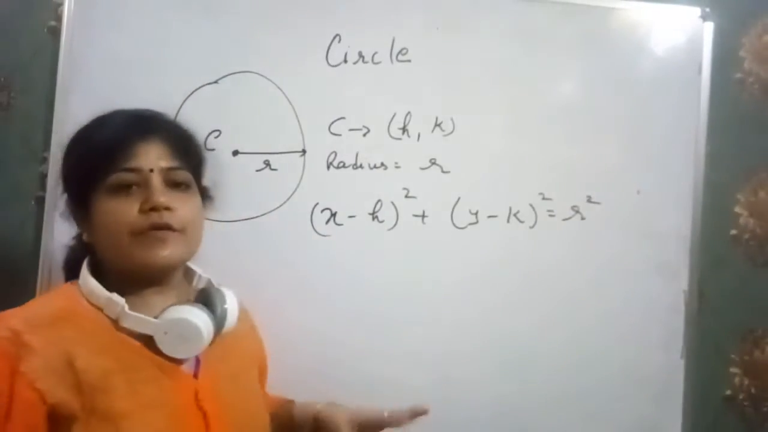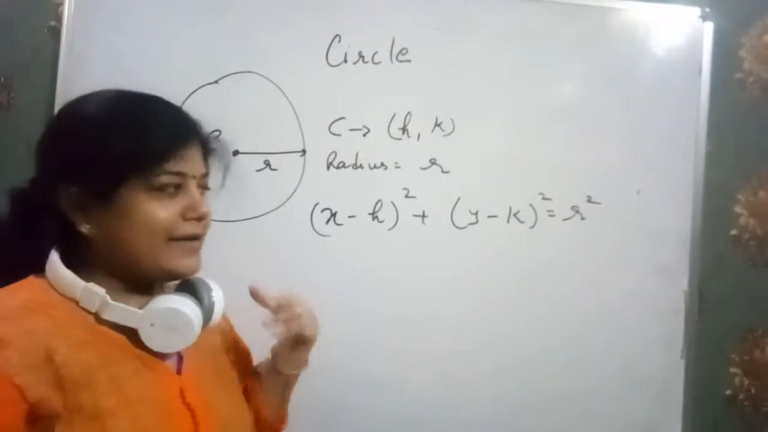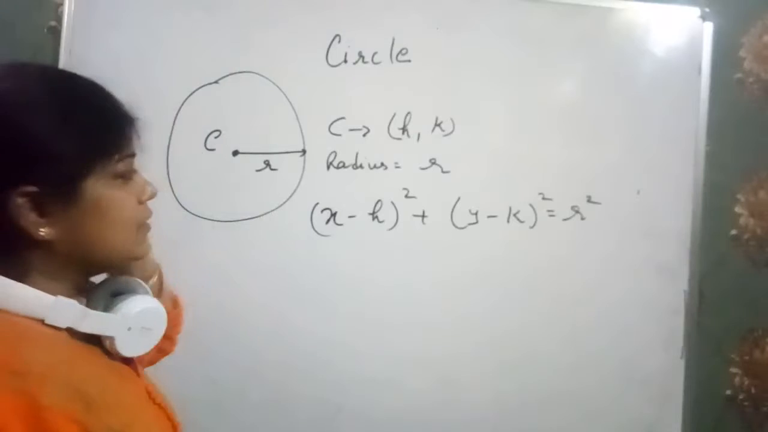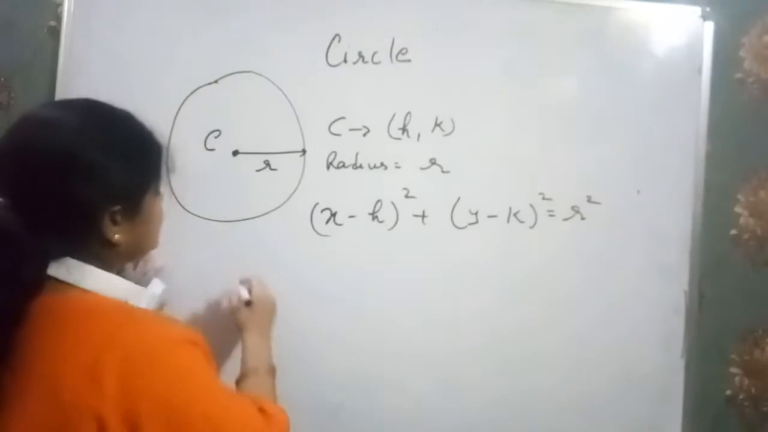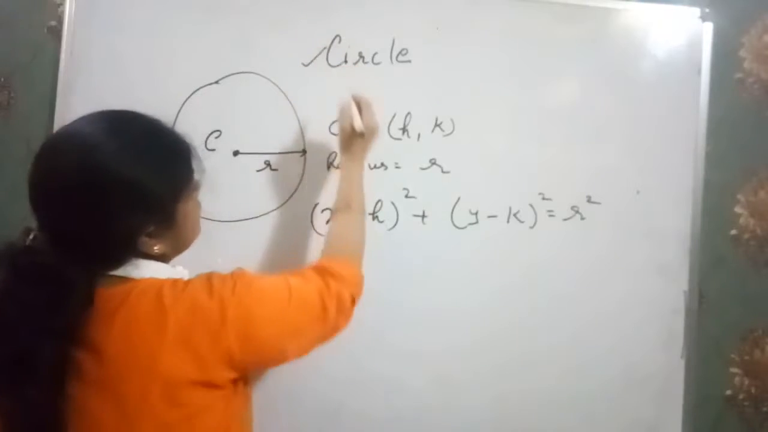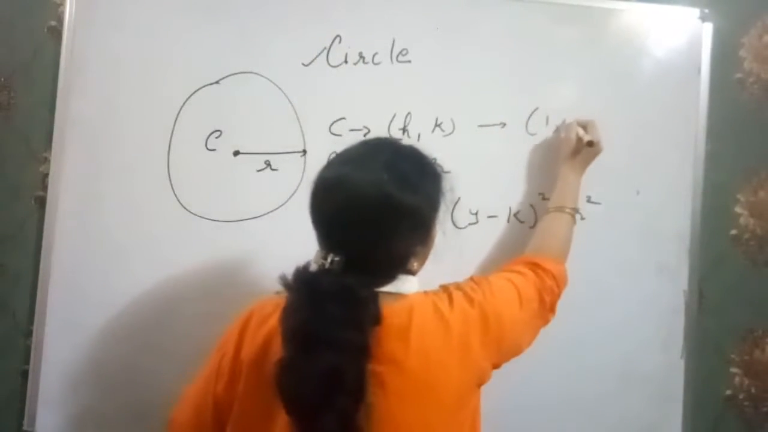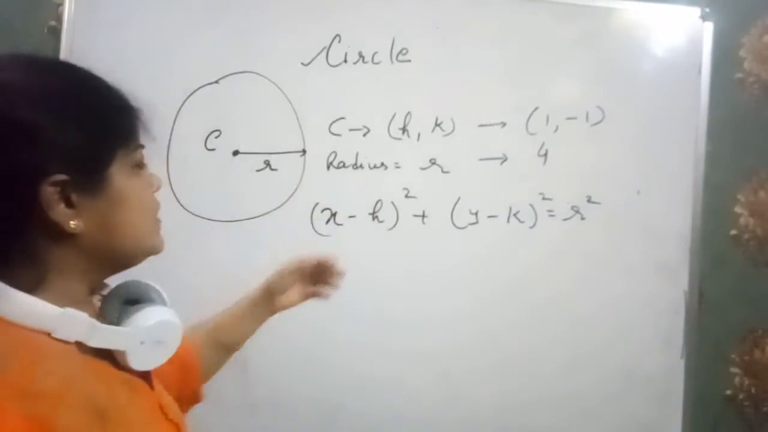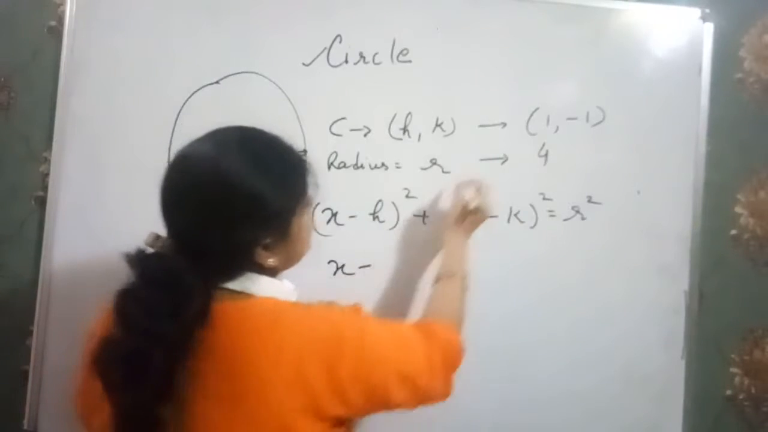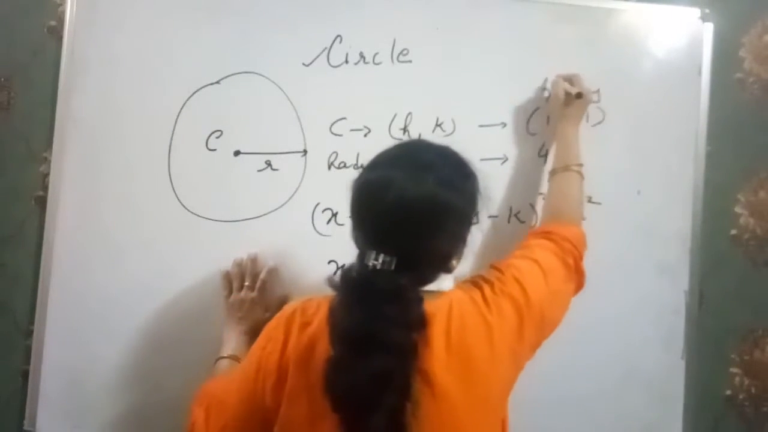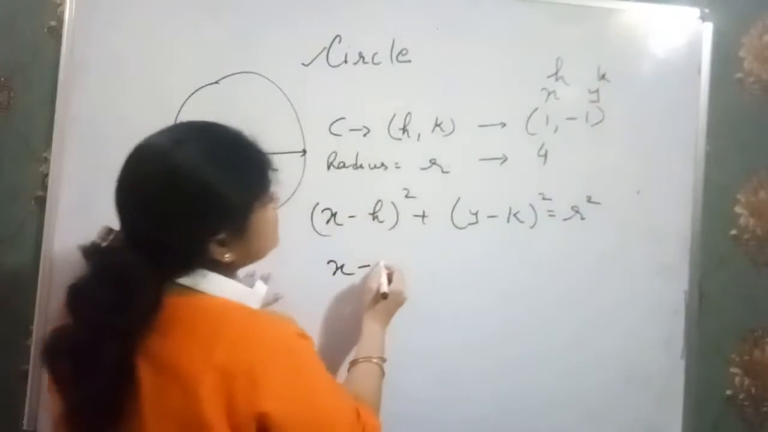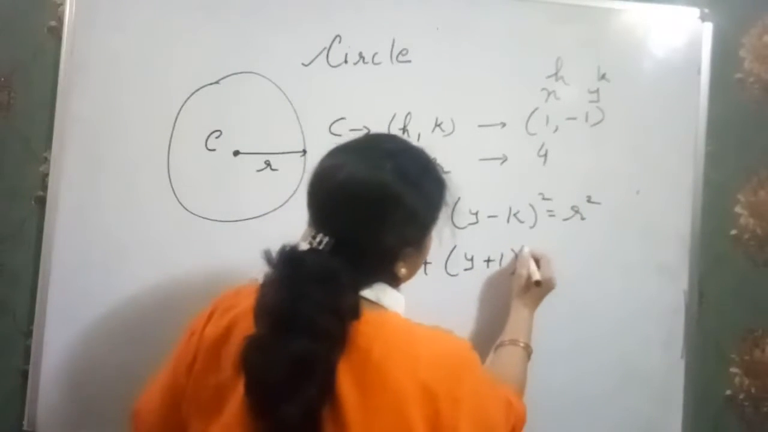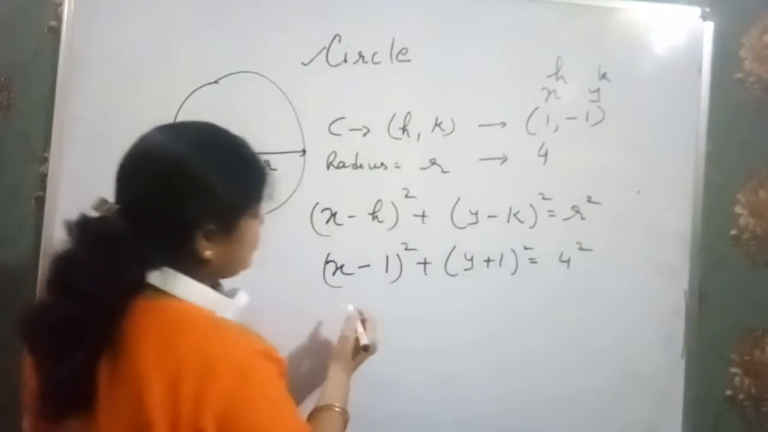We have different forms of equations of circle. One by one I will explain to you, and one by one I will give you the formulas. For example, now there's a question: find the equation of the circle whose center is (1, minus 1) and whose radius is 4. It is so simple, I think you can do it. This is x, this is y, x is h and y is k. So we have (x minus 1) whole square plus (y plus 1) whole square is equal to 4 square.